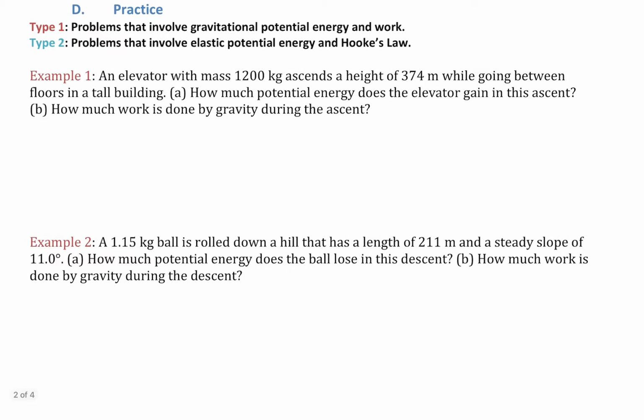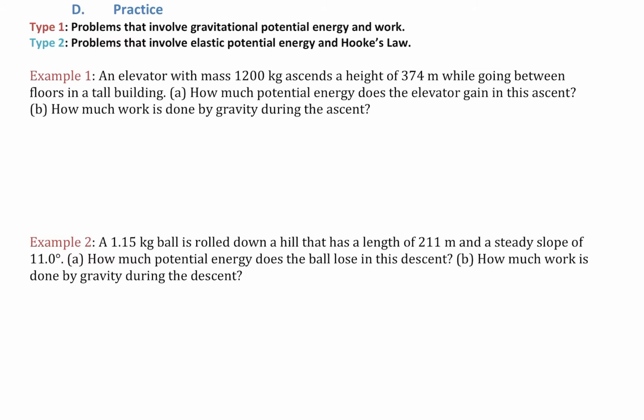We'll get into the more intricate problems as we move into the end of the chapter. Right now we're just laying down the basics. All right, so example 1. An elevator with mass 1,200 kilograms ascends a height of 374 meters while going between floors in a building. How much potential energy does the elevator gain, and how much work is done by gravity?